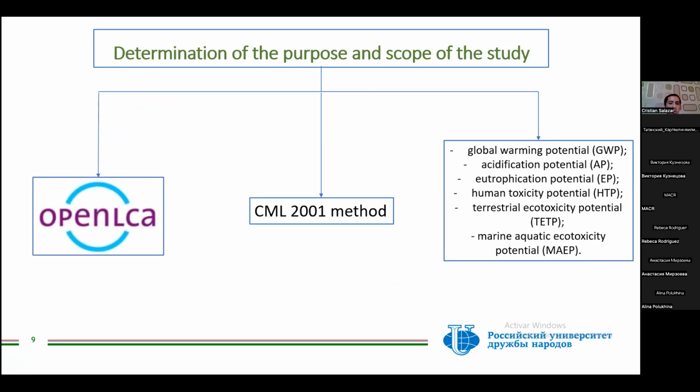OpenLCA software was used to simulate the systems under study. The CML method was used to transform input and output streams into impact categories. The impact categories selected in this study included global warming potential, acidification potential, eutrophication potential, human toxicity potential, terrestrial ecotoxicity potential, and marine aquatic ecotoxicity potential.